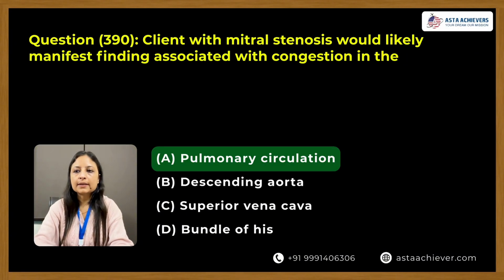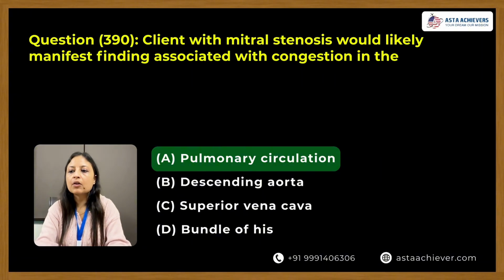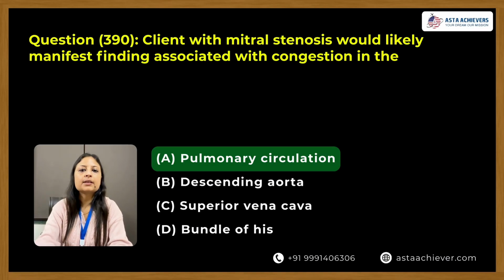Question number 390. A client with mitral stenosis would likely manifest findings associated with congestion in the: option A, pulmonary circulation; option B, descending aorta; option C, superior vena cava; and option D, bundle of His. Option A, pulmonary circulation, is the correct answer, because congestion occurs in the pulmonary circulation due to the inefficient emptying of the left ventricle and the lack of a competent valve to prevent the backflow into the pulmonary vein.